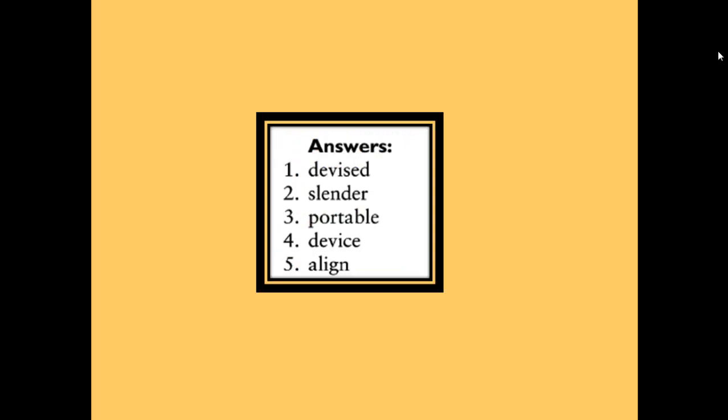Yes, the answers here. Thought up or invented means devised. Number 2. Thin or slim. Slender. Can be carried means portable. Object or tool, device. And finally, line up one thing with another, to align.